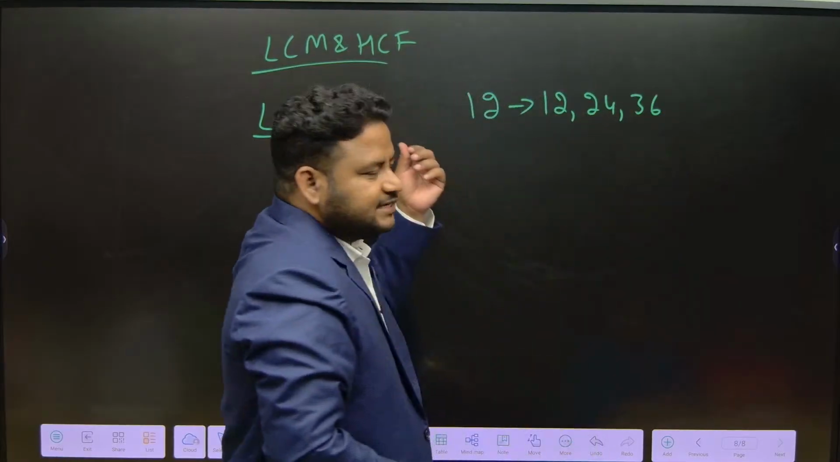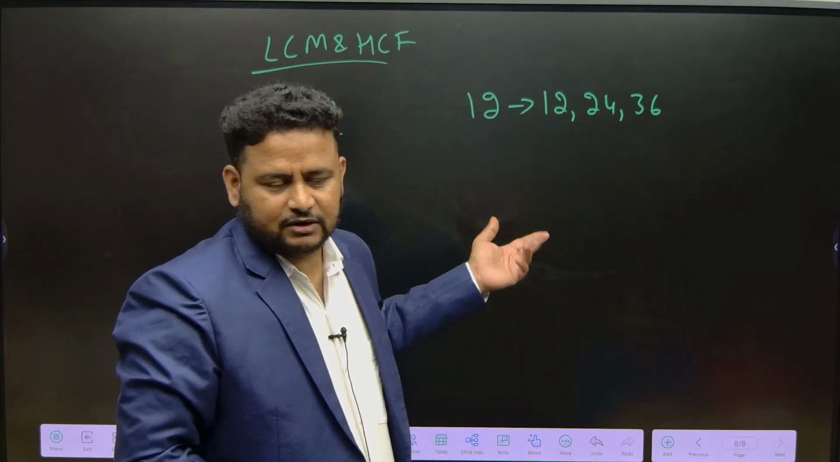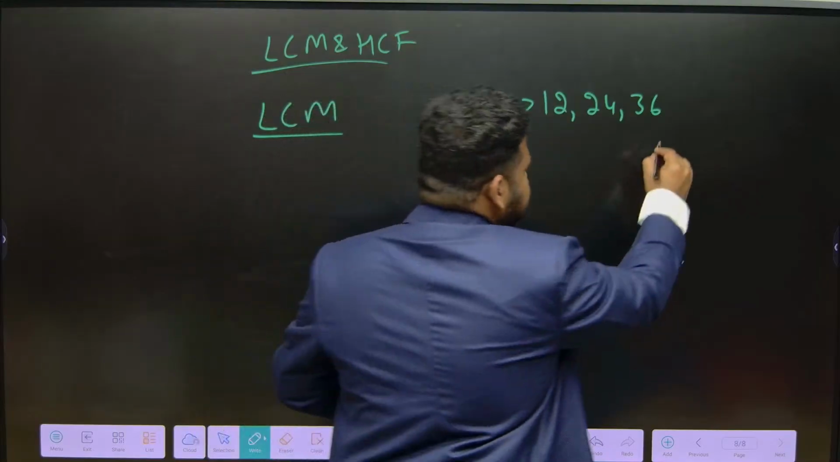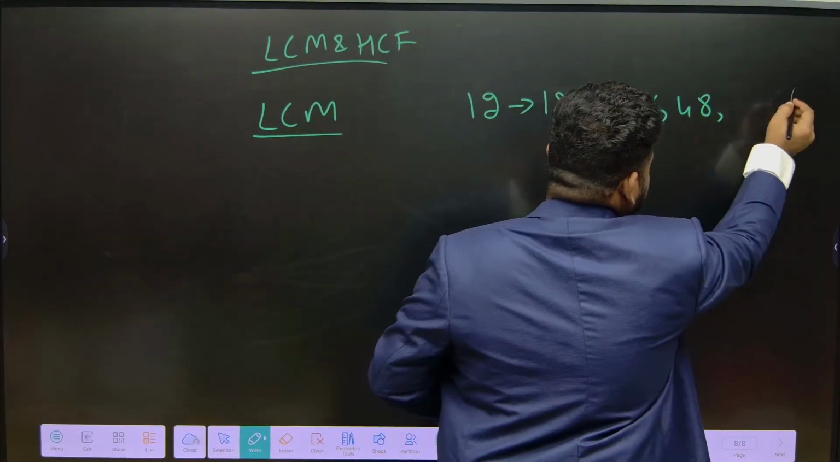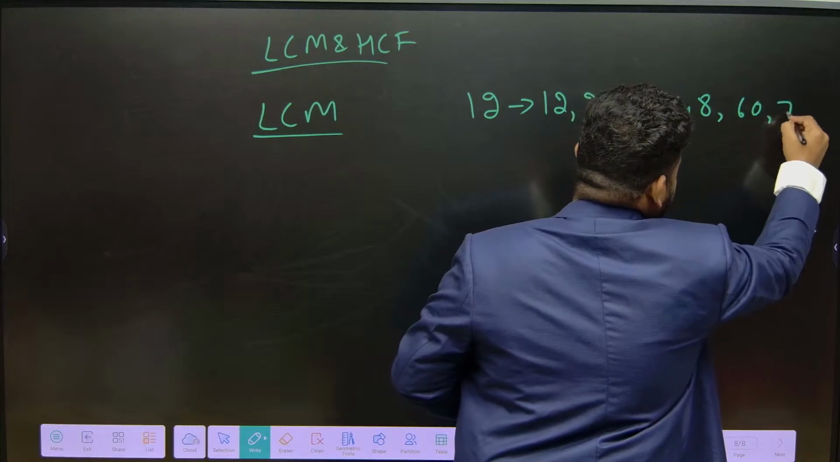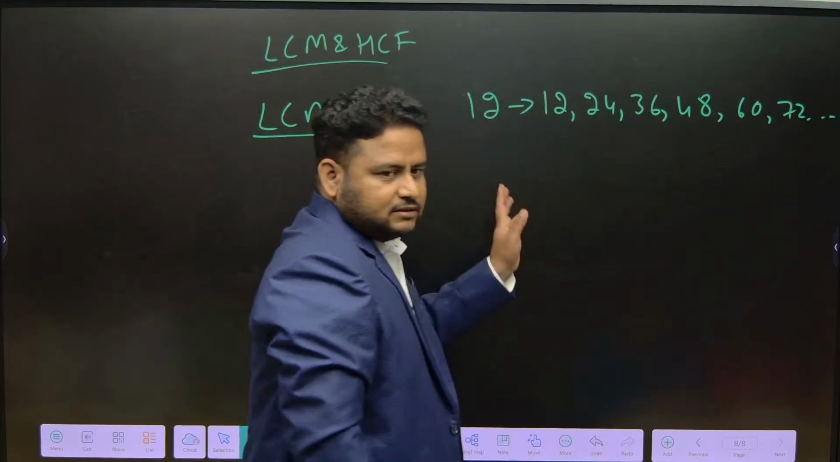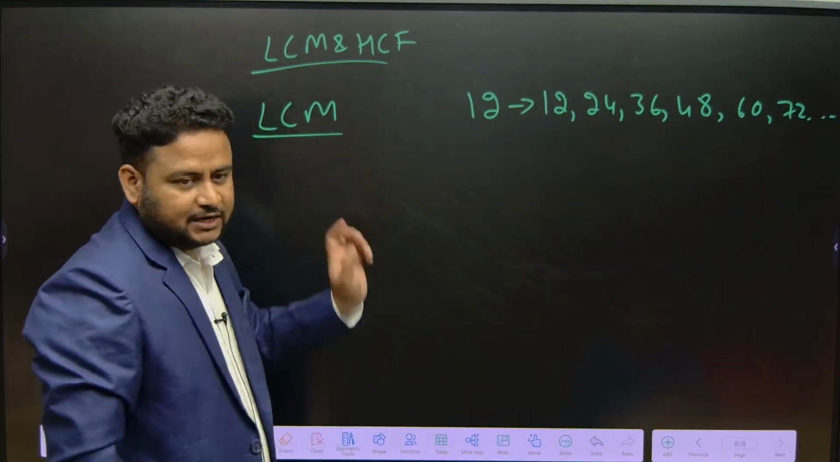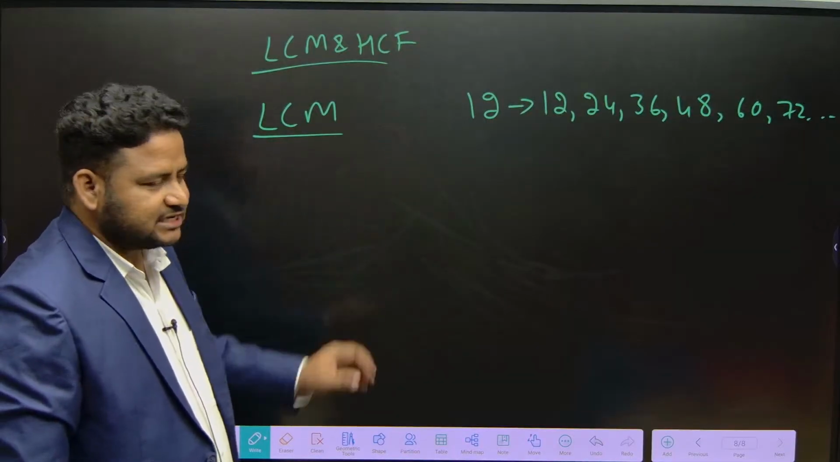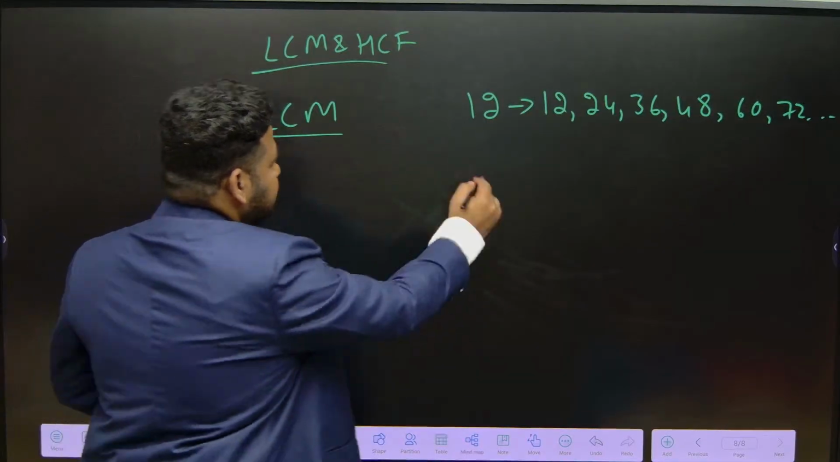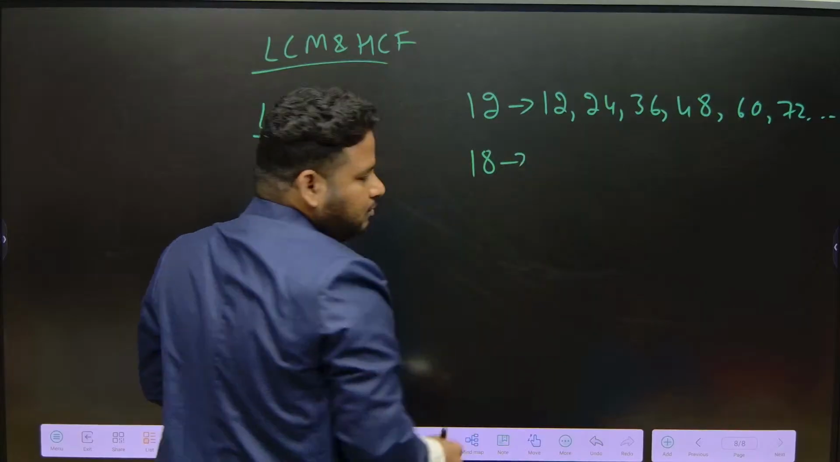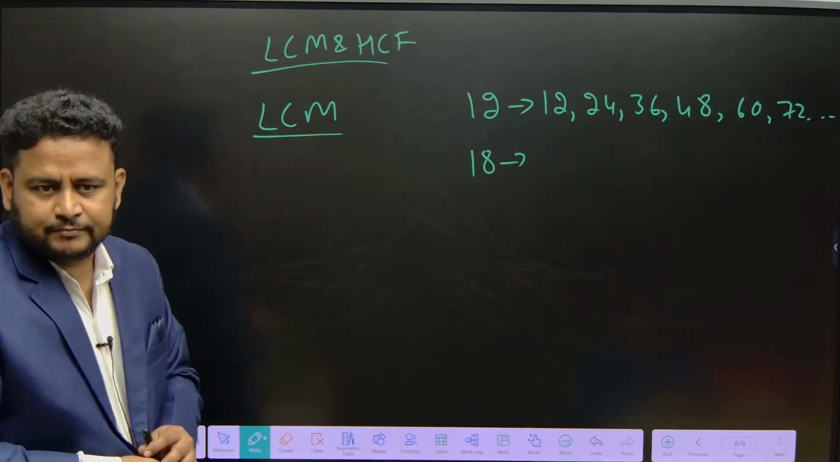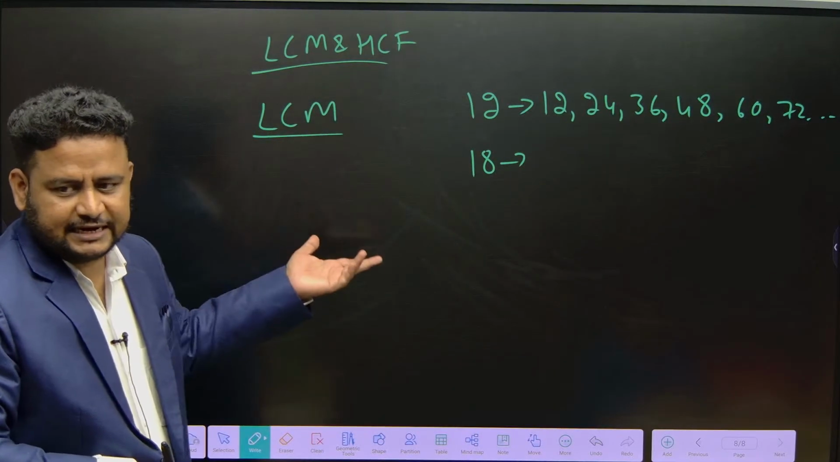Multiple means you are writing the table, the 12 table, that's it. 12, 24, 36, 48, 60, 72, it goes on. That is the meaning of multiple, lowest common multiple. If they ask you to find the LCM of, suppose I say another number, let us take 18. What are the multiples of 18? That is, what is the 18 table?